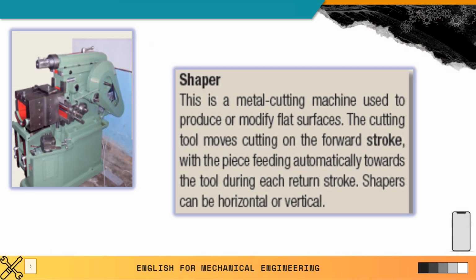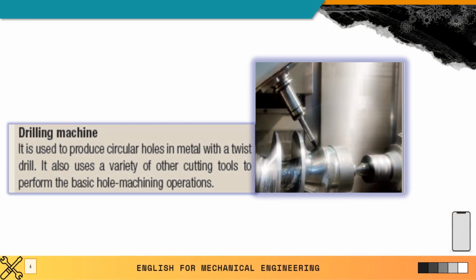Moving on to shaper. This is a metal cutting machine used to produce or modify flat surfaces. The cutting tool moves cutting on the forward stroke with a piece feeding automatically towards the tool during each return stroke. Shapers can be horizontal or vertical. Drilling machine is the next one. It is used to produce circular holes in metal with a twist drill. It also uses a variety of other cutting tools to perform the basic hole machining operations.